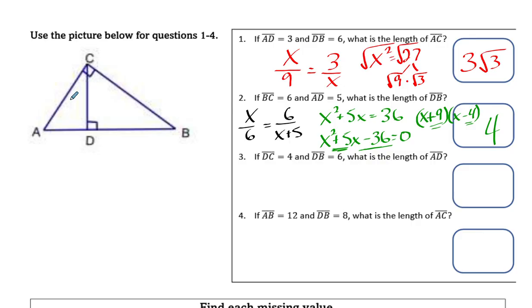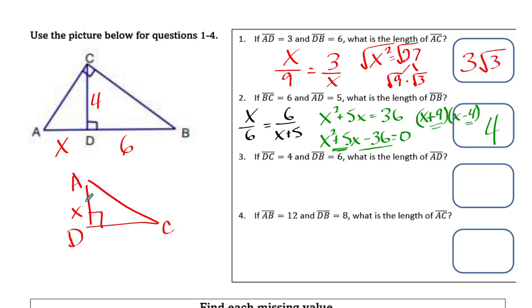All right, DC is 4. DB is 6. We're looking for AD. This is the easiest version. When we have these three lengths, I can just compare the small triangle to the medium triangle, imagining this tip over. So A comes up to the top, C goes down to where B is, D stays put, just pivots.